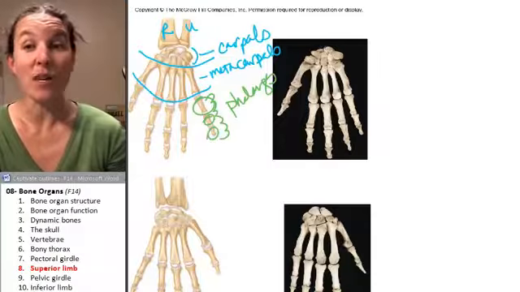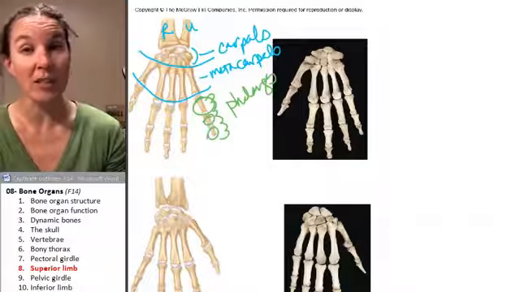Now let's head down to the lower limb where we shall talk about our friendly pelvis.